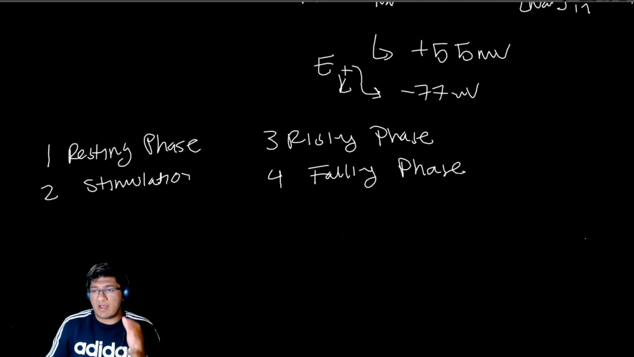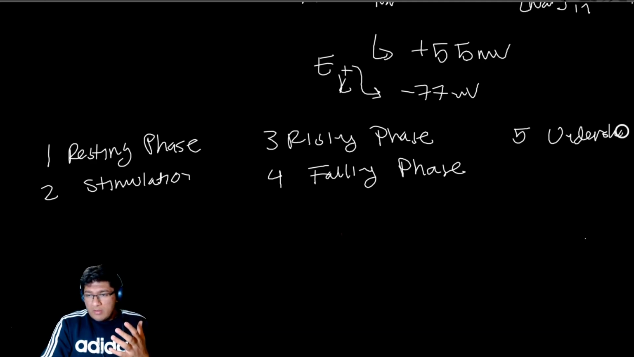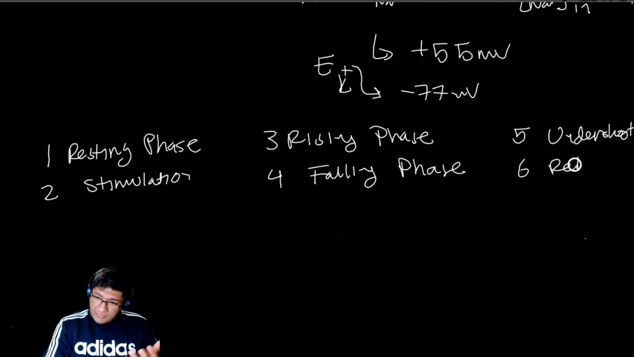And potassium has lower kinetics than sodium. Excuse me for my informality, it's been a long day. But because there are slower kinetics of the potassium, we see an undershoot happen. And finally, we have the return, or the restabilizing.